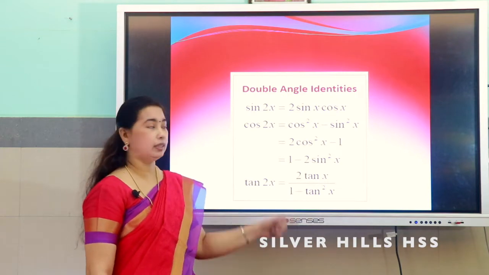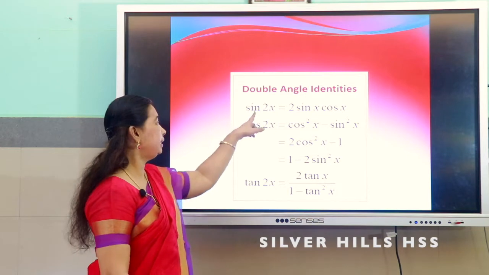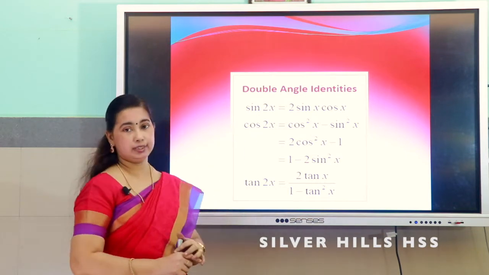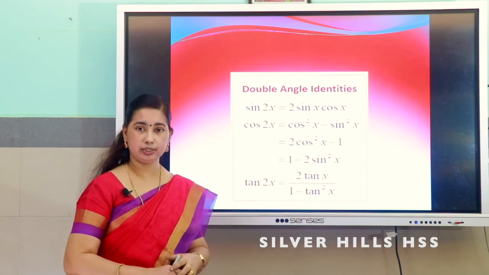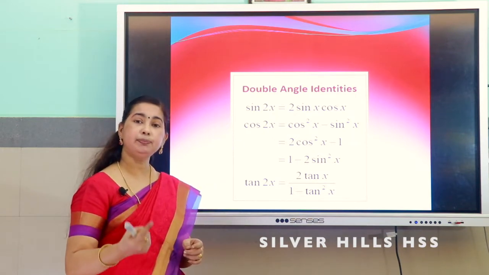Now next is double angle identities. Double angle means instead of x, we are using here 2x. What is sine 2x? Sine 2x is 2 sin x into cos x. And cos 2x is cos square x minus sine square x.